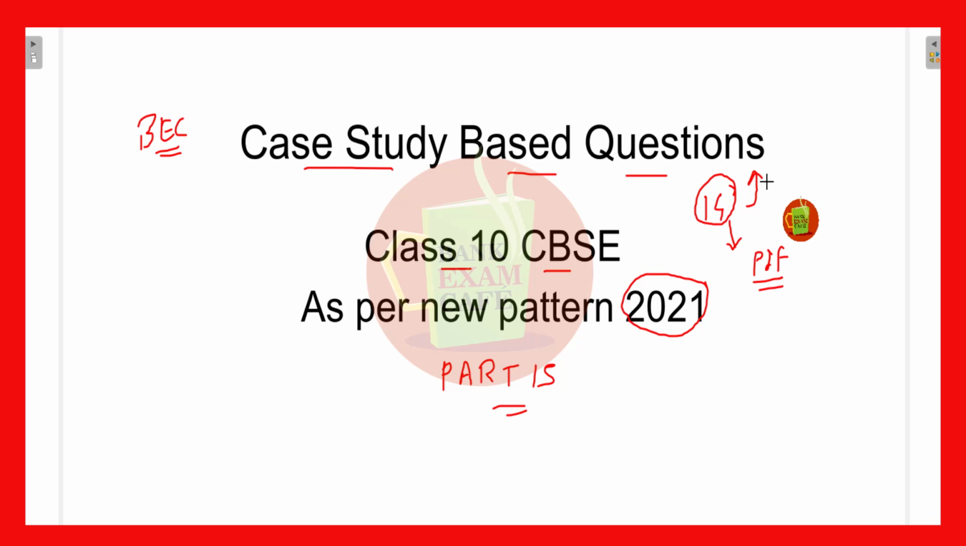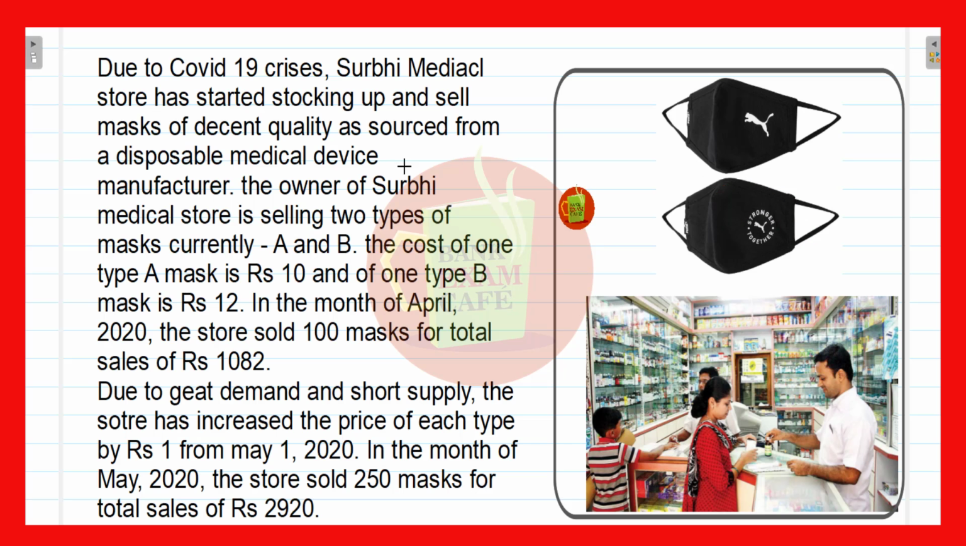Now friends, let us move to the question. Here is the question on the screen. Due to COVID-19 crisis, Surabhi Medical Store has started stocking up and selling masks of decent quality as sourced from the disposable medical device manufacturer. The owner is selling two types of masks, mask A and mask B. The cost of type A mask is rupees 10 and type B mask is rupees 12.